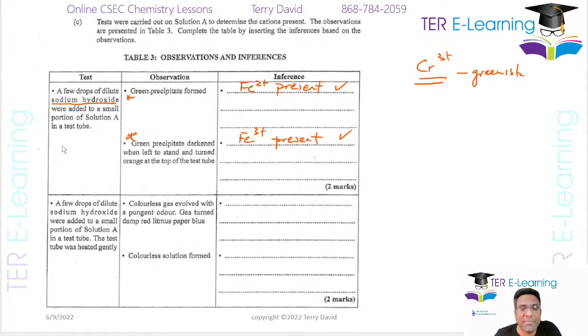Right, for the next one here, we're using sodium hydroxide again. You add a small amount and you heat it gently. Now, they said a colorless gas evolved with a pungent odor, and the gas turned damp red litmus blue. So therefore, if it's a gas with a pungent odor, the gas that we're talking about here is NH3 gas, or ammonia gas. So that's the answer for this one here. And they told us that a colorless solution formed. Now, when you add sodium hydroxide and you're getting ammonia gas being produced, that tells me that NH4+ ions present. So that's the other one there. That's the ammonium ion they're talking about.